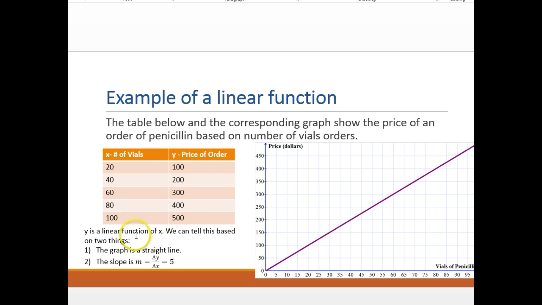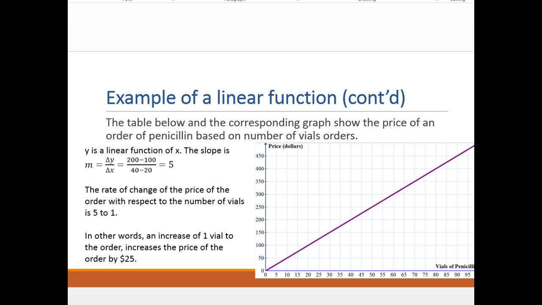Now, y is a linear function of x. We can tell this based on two things. First, the graph is a straight line. Second, the slope is consistent. It has a constant slope of 5. If I were to actually take 2 points and calculate the slope, I took the first 2 points on my table, 200 minus 100 over 40 minus 20, which is 5. The other way we can tell from the graph is that it doesn't waver, it's a straight line, so we know if we pick any 2 points, the slope will be 5.